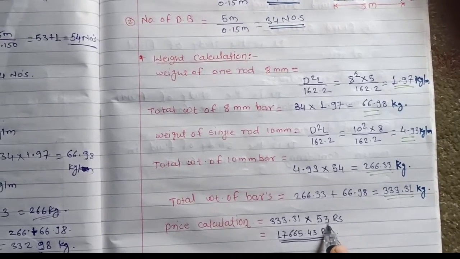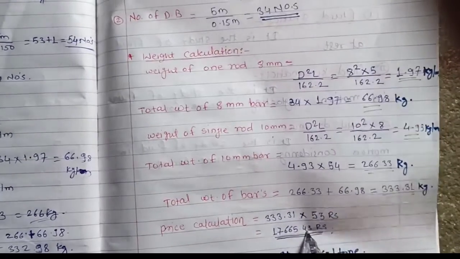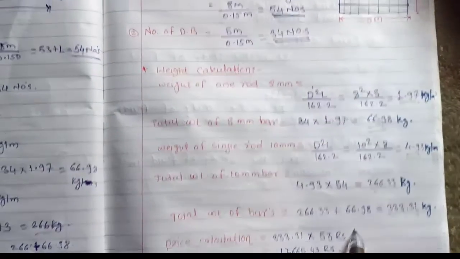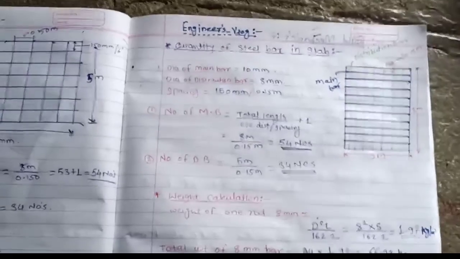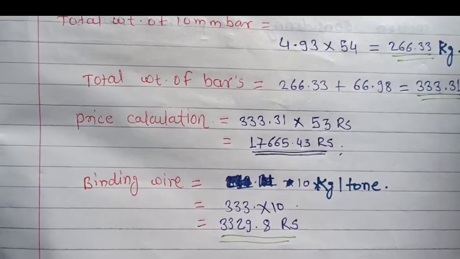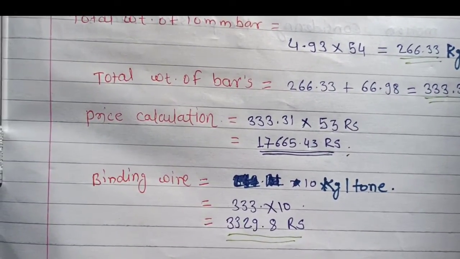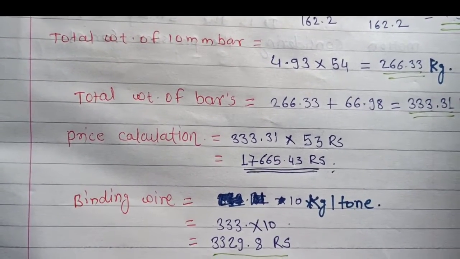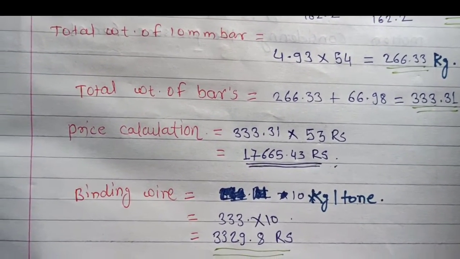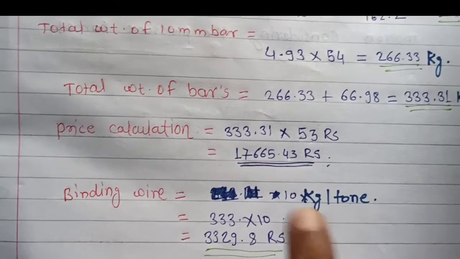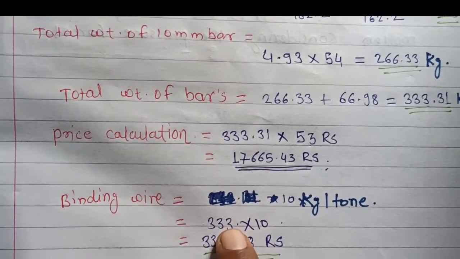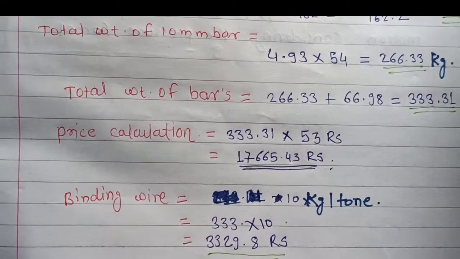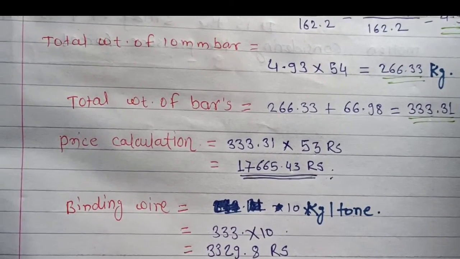333 into 53, it is about 17,065 rupees. How much binding wire is required for binding steel? 10 kg required per ton, therefore 333 into 10, it is about 3,329 rupees.